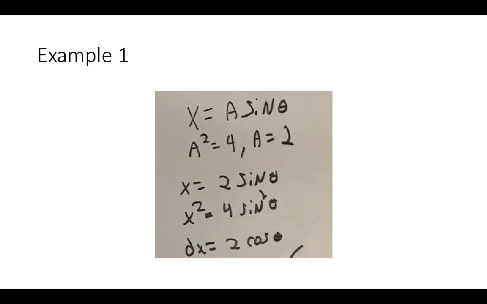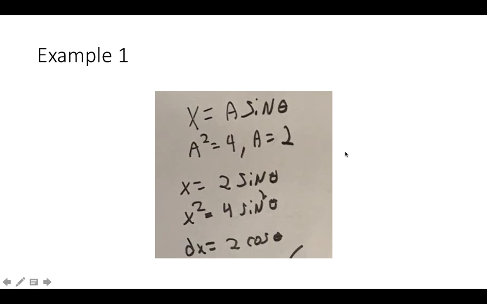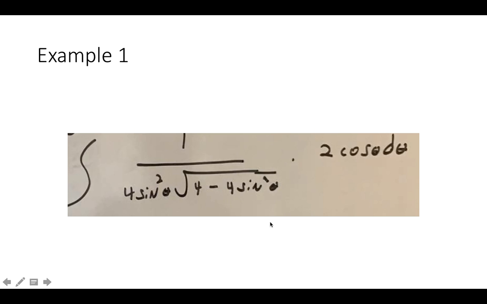So what we want to do now is plug in our values. We want to plug in whatever value we get for x squared, and we want to plug in our value for dx. So x squared is basically you square both sides. We're at 4 sine squared theta, and dx, which is the derivative of x, is going to be 2 cosine theta. Now we have this information, let's plug it into our problem. So we plugged in x squared over here and here, and we plugged in dx.